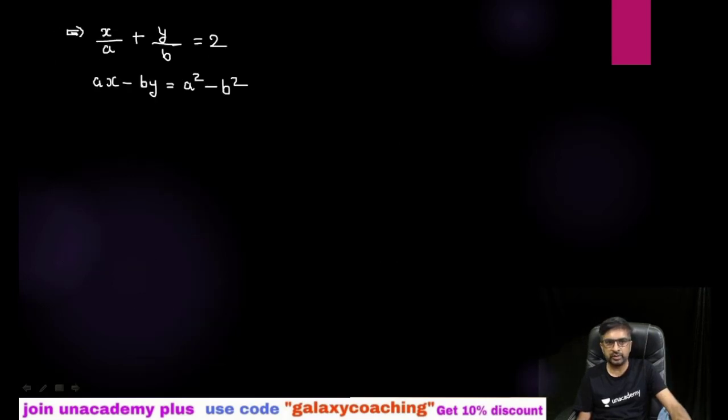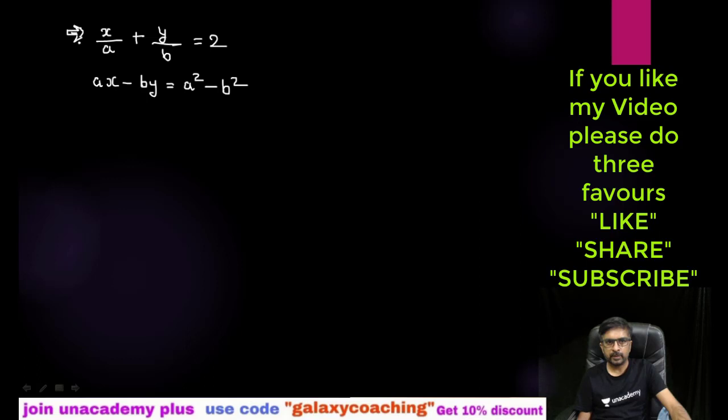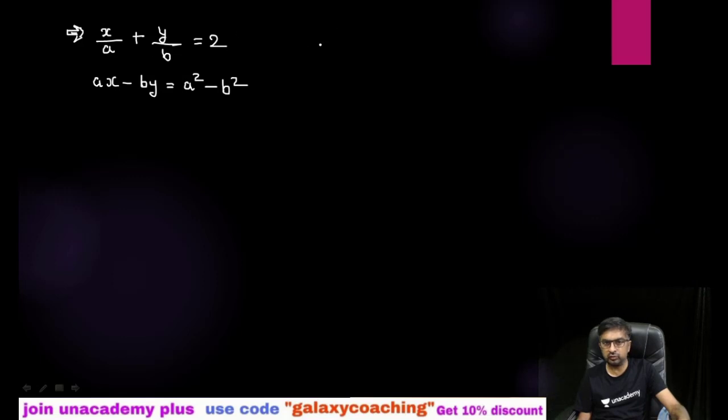This is question number 2. In this also you can see they have not given you any numerical values. You can say this 2 is given, but here they have given you two other variables along with x and y. They have given you a and b. Now we need to solve for x and y, means we need to find x and y. So how can we do that?